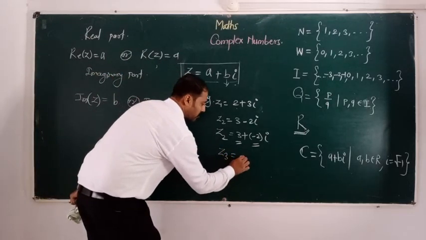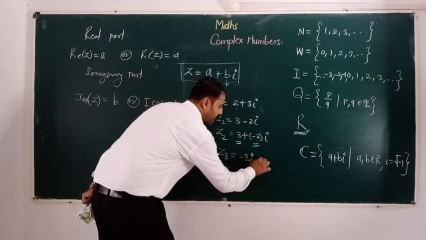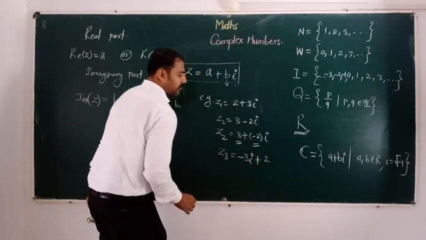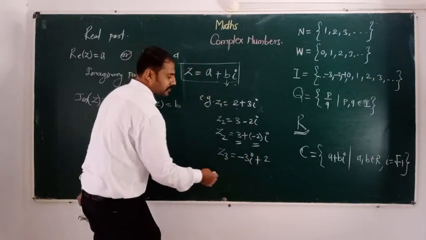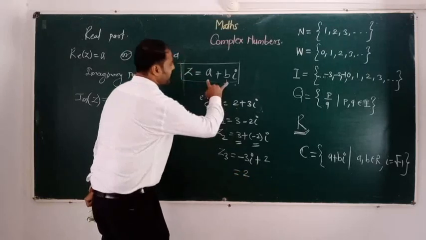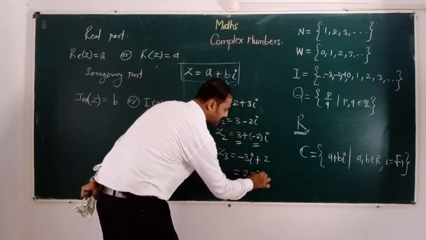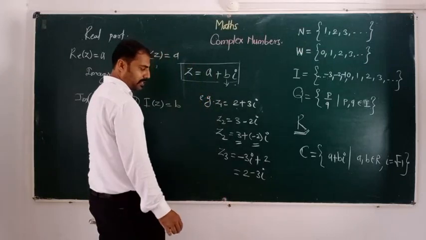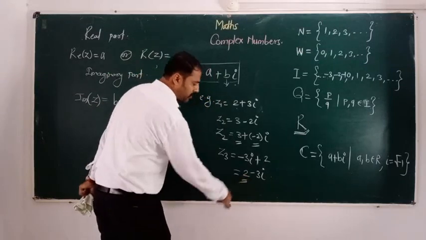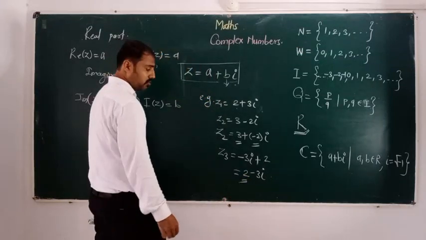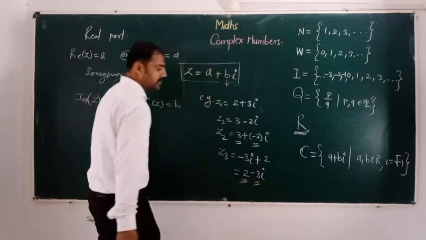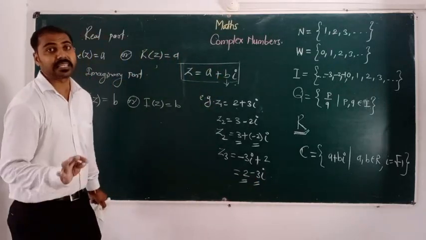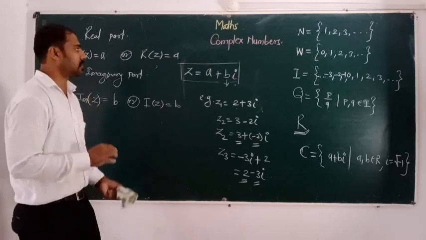I'll take one more example. Z3 is equal to minus 3i plus 2. Minus 3i plus 2 can be written in the form of a plus bi as 2 minus 3i. Real part of Z3 is what? 2, and imaginary part of Z3 is what? Minus 3, not plus 3, minus 3.